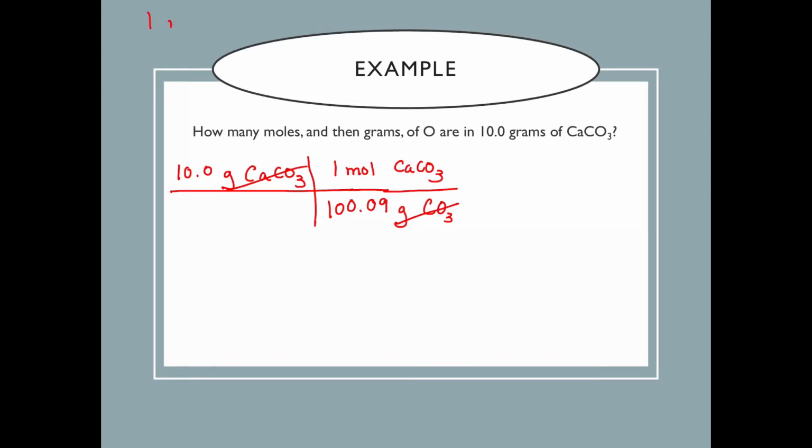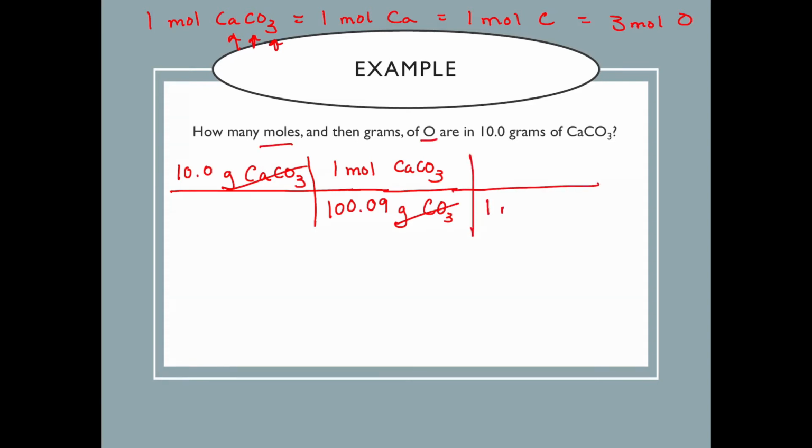And now we can use our new conversion factor, right? In every one mole of calcium carbonate, we have one mole of calcium, one mole of carbon, and three moles of oxygen, because we're looking at these subscripts here. So we're looking for moles of oxygen. For every one mole of calcium carbonate, we have three moles of oxygen because of that subscript. Because our first question just asked how many moles, we can go ahead and multiply that out and round for sig figs. We're going to get 0.300 moles of oxygen.